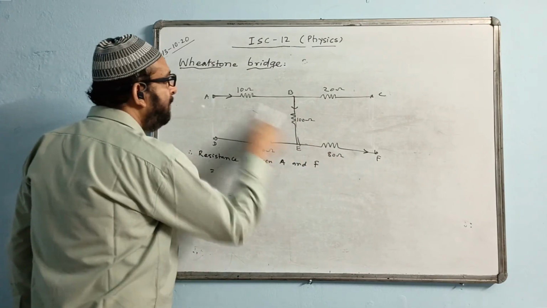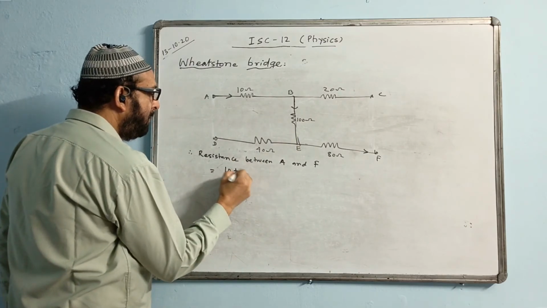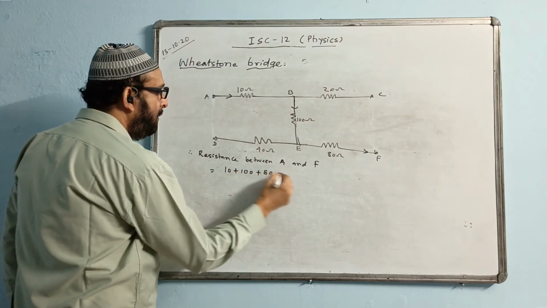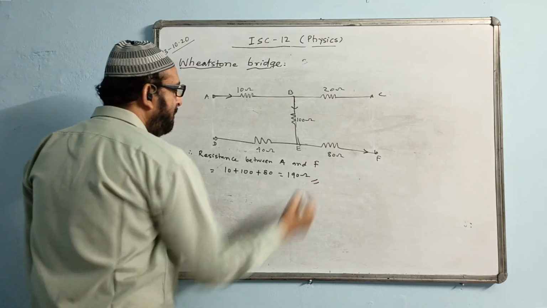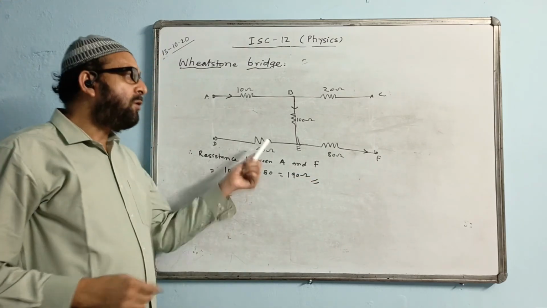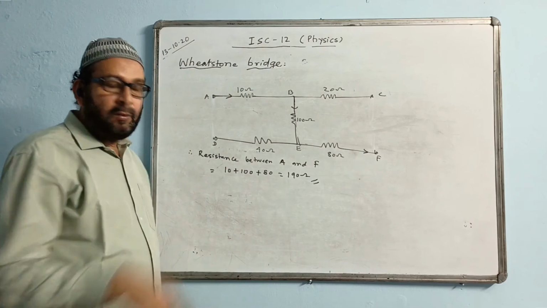Simply the order is simple. Simply add them: 10 plus 100 plus 80. The answer will become 190 ohms. By the way, this question was carrying only 1 mark. This is simple addition only.